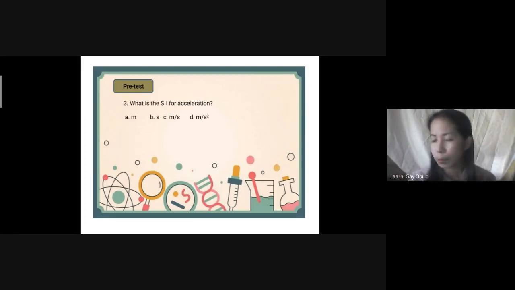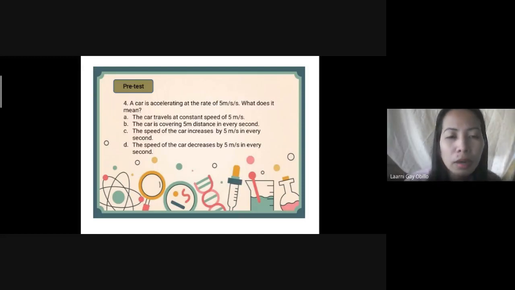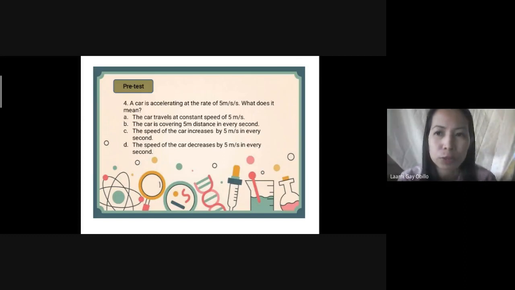For number 4. A car is accelerating at the rate of 5 meters per second per second. What does it mean? A. The car travels at a constant speed of 5 meters per second. B. The car is covering 5 meters distance in every second. C. The speed of the car increases by 5 meters per second in every second. Or D. The speed of the car decreases by 5 meters per second in every second. Write your answer.